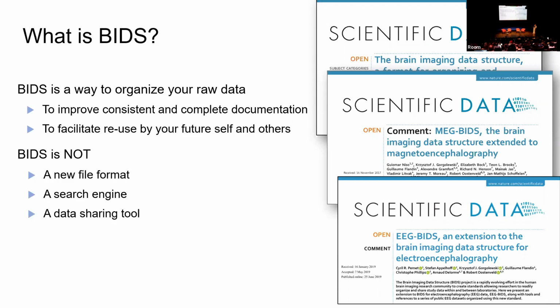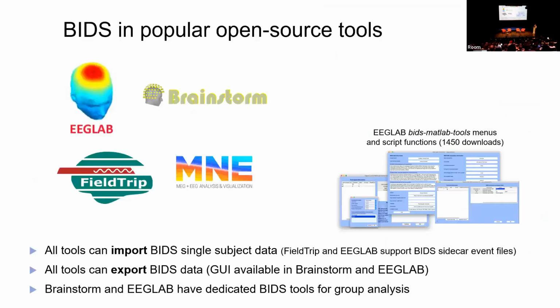And it has been around for a couple of years. I think the MEG paper was from 2017. First BIDS was for fMRI data and MRI data, but MEG and EEG have been included. Almost all the open source tools have functions for BIDS, to import data in BIDS format or export data in BIDS format.